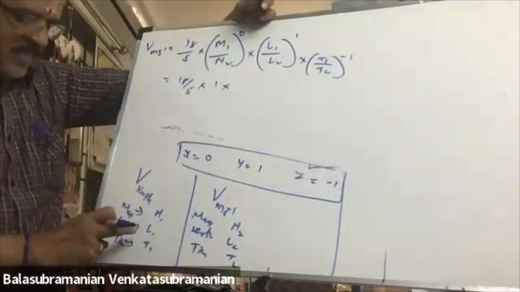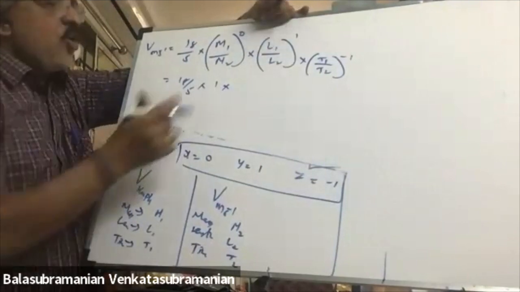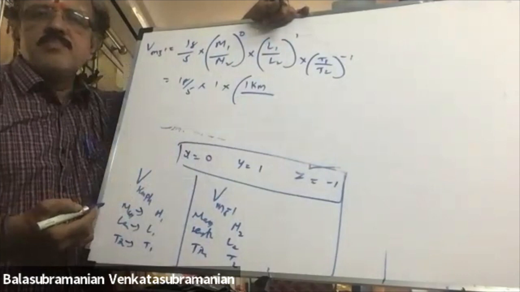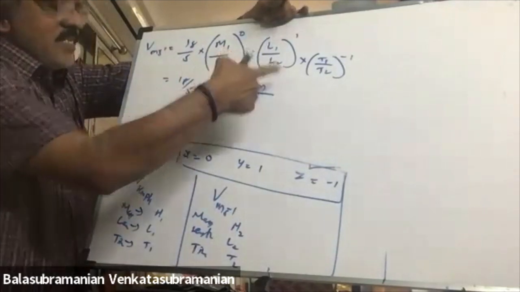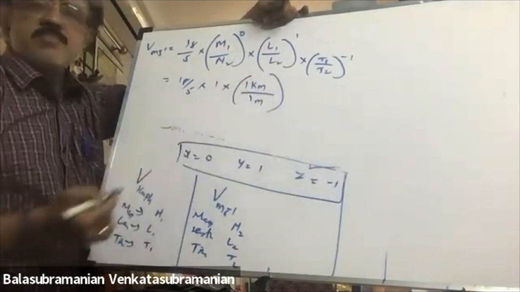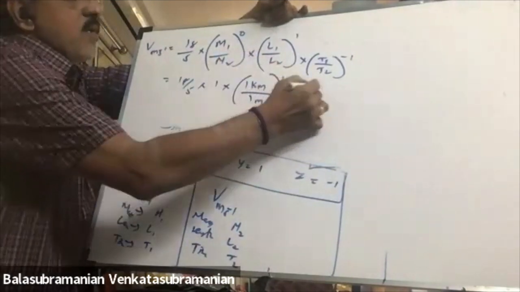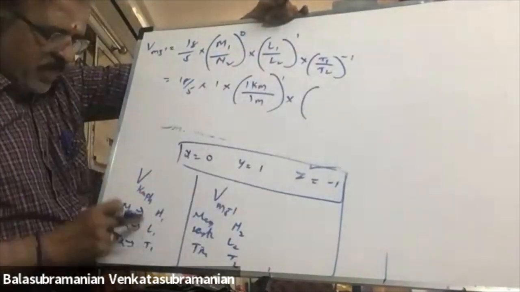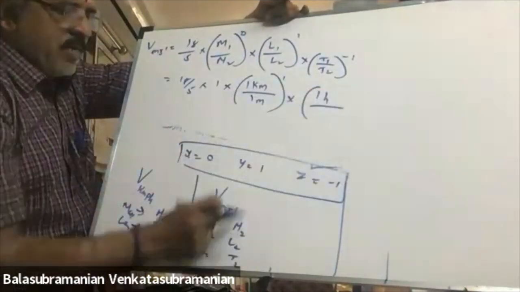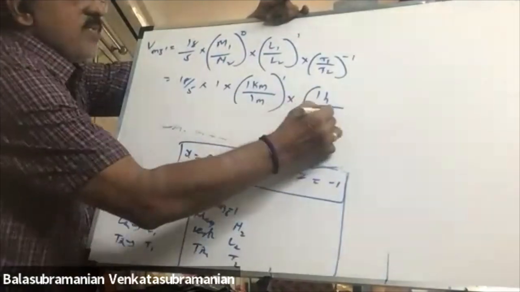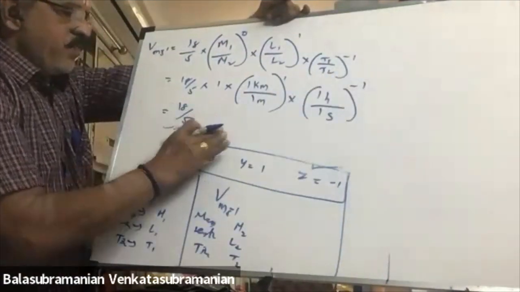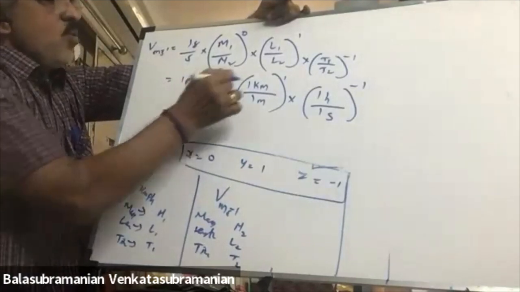L1, what is the length here? Kilometer. 1 kilometer. What is L2 here? Length meter. 1 meter. Power 1. T1, what is the time here? Hour. 1 hour. Here time is second. 1 second. Power minus 1. 18 by 5 into 1.